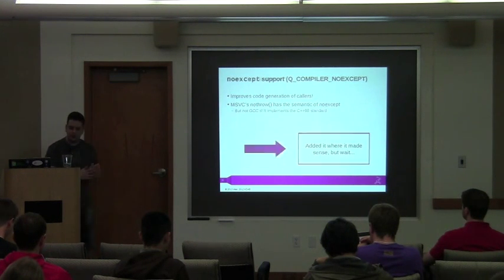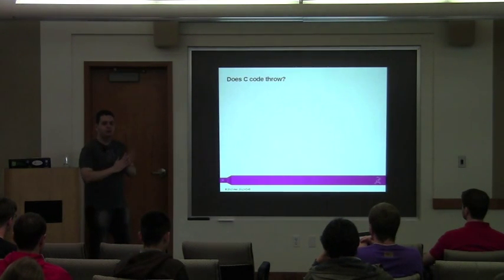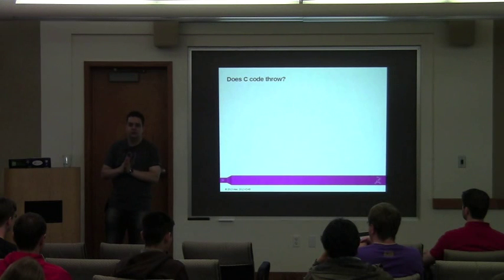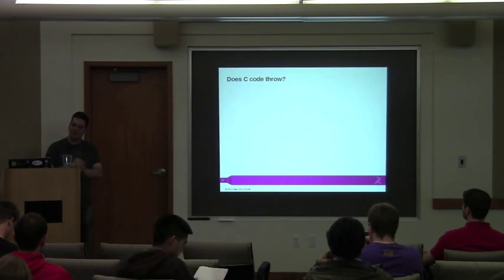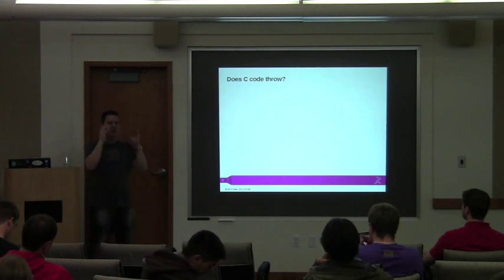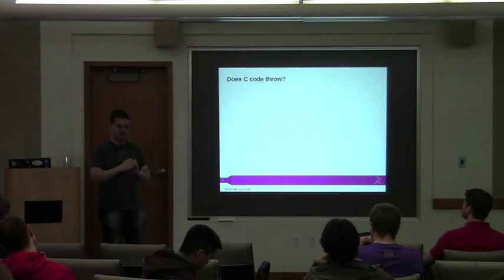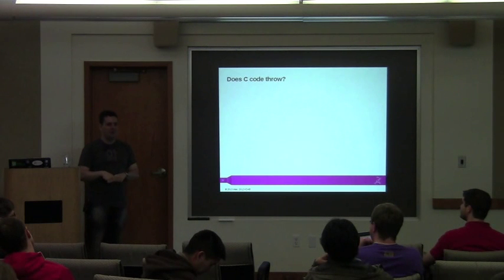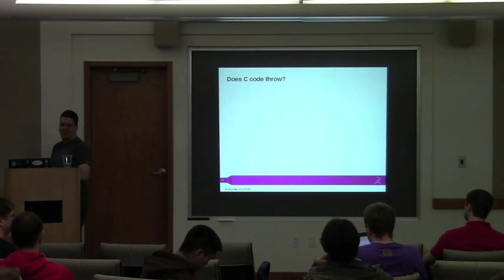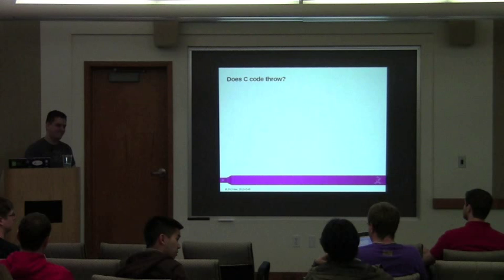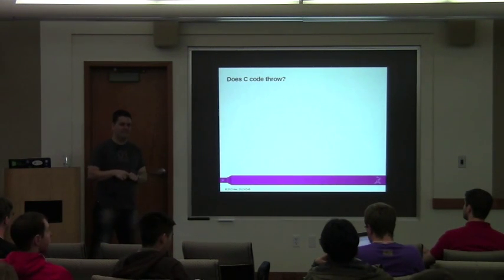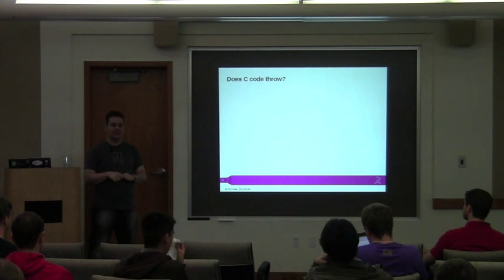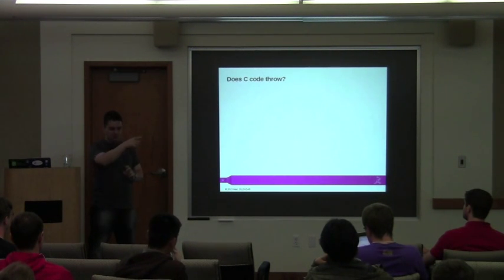I have a question for you guys. Does C code throw? This is purely C. So does it throw? What does it mean to throw? A C++ exception? C code, by definition, cannot throw a C++ exception. Can the underlying operating system raise a segmentation fault? Yes, of course it can. So thank you. That was more or less the answer.